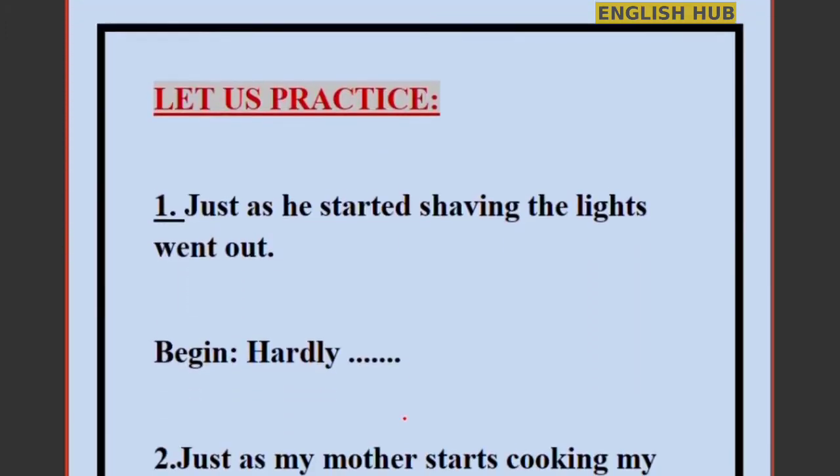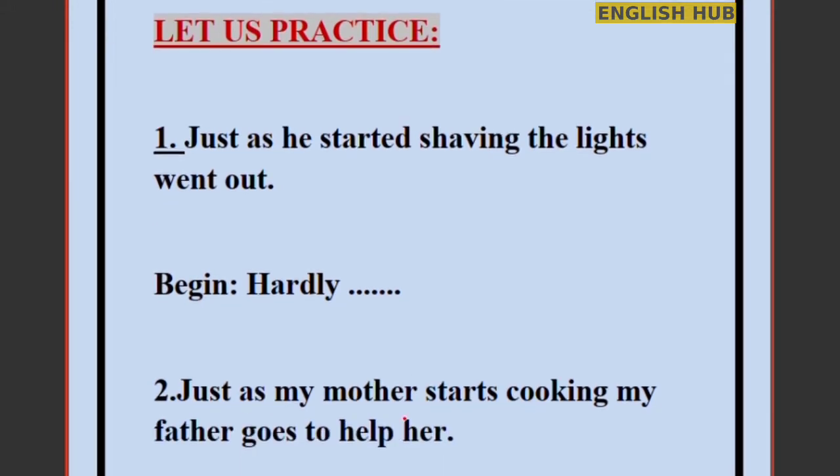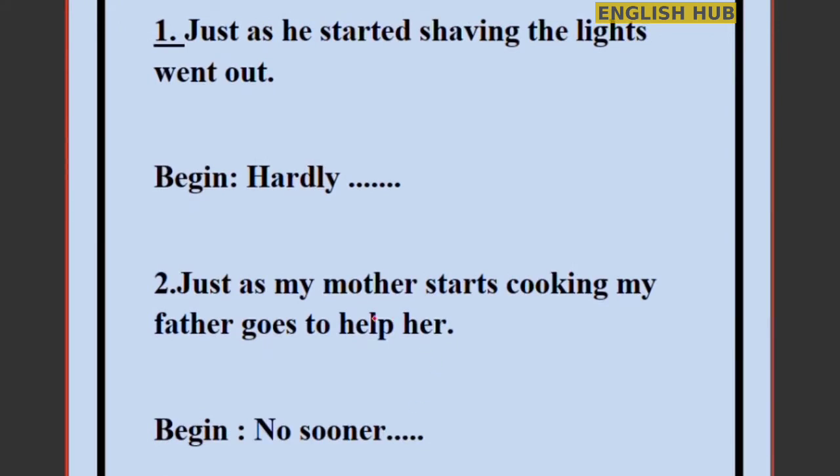So now I think mostly it is clear to you how you frame the sentences, what are the various kinds. So we will move on to the practice sentences. Let us practice. First one, try on your own and then you check whether it is correct or not. Just as he started, first we will check what is the tense. Just as he started shaving, the lights went out. So he was shaving, okay, and then the lights went out.